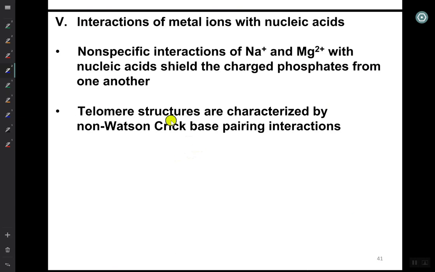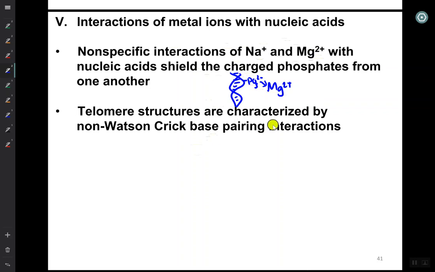Some metals interact with nucleic acids, and we've already seen this in a previous lecture. Non-specific interactions of potassium or sodium and magnesium with nucleic acids shield the charged phosphates from one another. So you know that DNA, because it has phosphate groups on the nucleotides, is actually a polyanion. And so by having a positively charged cation, you can have this electrostatic interaction, and that helps to neutralize the anionic charges. So these ions actually stabilize the DNA structure.